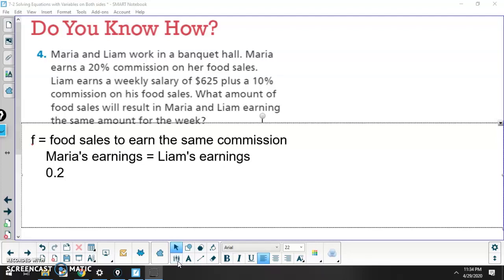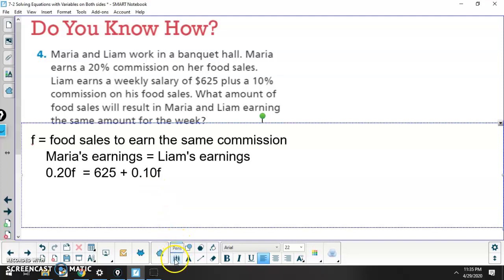Maria is straight commission. She has no salary, so all her money is based on what she sells. So it's 0.20, if you move your decimal point, times F, which is the food sales, to get the amount of money she makes, because 20% of her food sales is what she makes. Liam, on the other hand, has $625 in salary, no matter how much he sells, plus the 10% commission on his food sales. So that's the equation that you want to write: Maria's earnings equal to Liam's earnings.